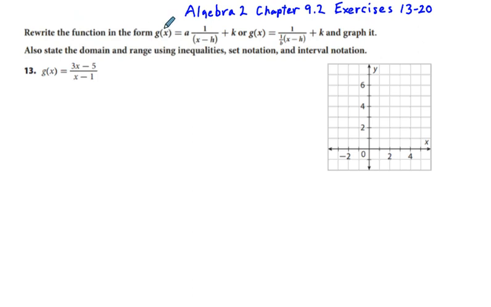Rewrite the function in the form g of x equals a times 1 over quantity x minus h, plus k. And what I'm going to do in this exercise set is work it in this form here. So instead of using 1 over b down below in the second version, I'm going to stick with this form and leave it with a. I think that keeps things simpler that way, because then it becomes, in terms of vertical stretch or compression. I'll still state the domain and range using inequality, set notation, interval notation.